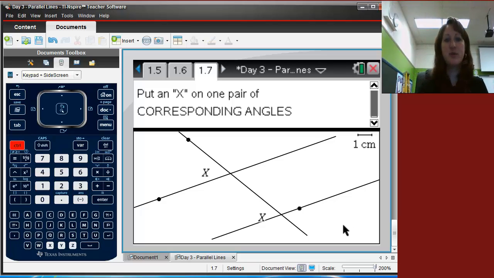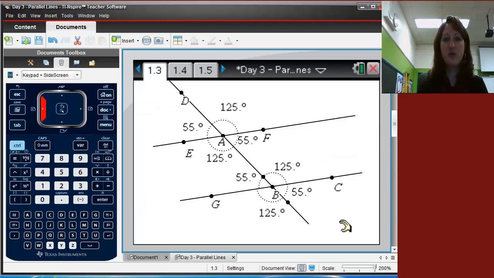Okay, last thing I want to do is make sure that you understand which of these special pairs of angles are equal and which ones are not. So if we go back to the picture where we have angles measured, if we take a look at alternate interior angles, that would be like this angle here, the 125, and this one here. Those are the same measure, so those are equal. Alternate exterior angles, like the 55 and the 55, those are equal.